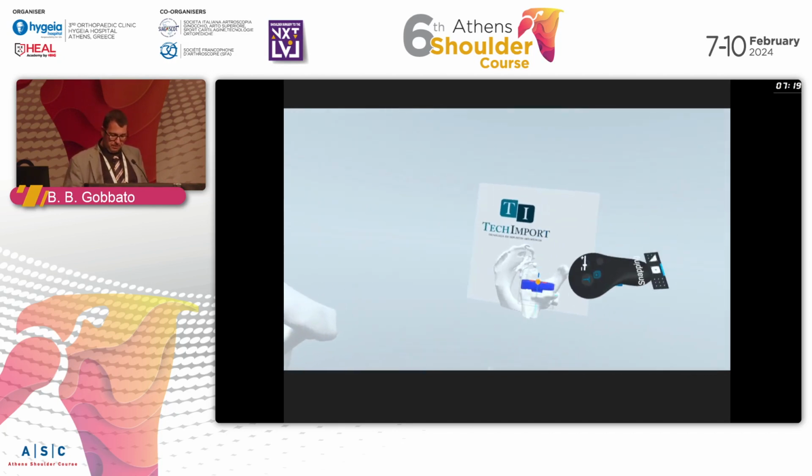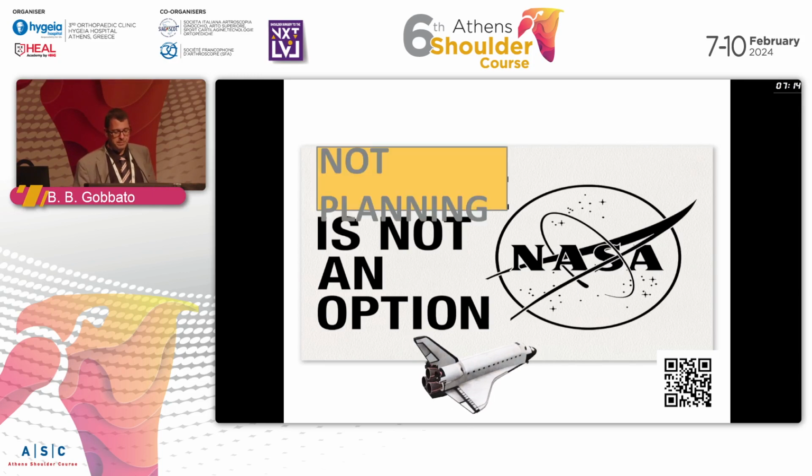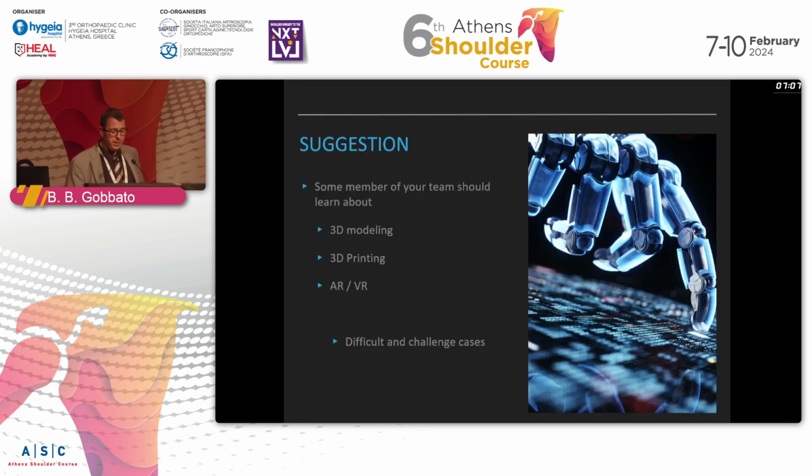So my take-home message is, in NASA, failure is not an option. Not planning a reverse total shoulder or a total shoulder arthroplasty, for me, is not an option. And my suggestion for you is to have at least some member of your team, a resident, a fellow, doesn't need anyone, to learn a little bit about 3D modeling, to learn a little bit about 3D printing, to learn a little bit about mixed reality, VR, to help you in difficult cases. It's difficult to plan manually, but I'm pretty sure someone can do it.